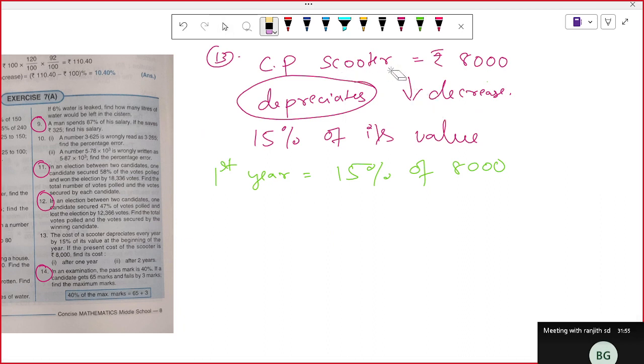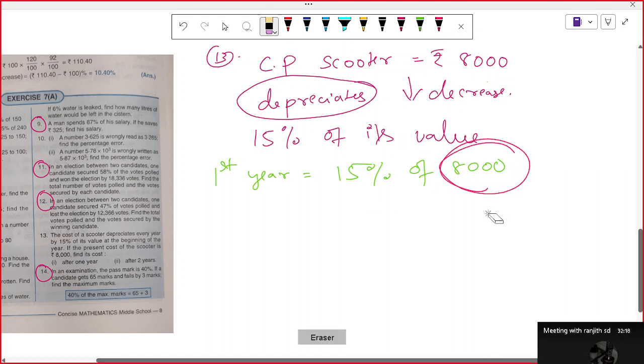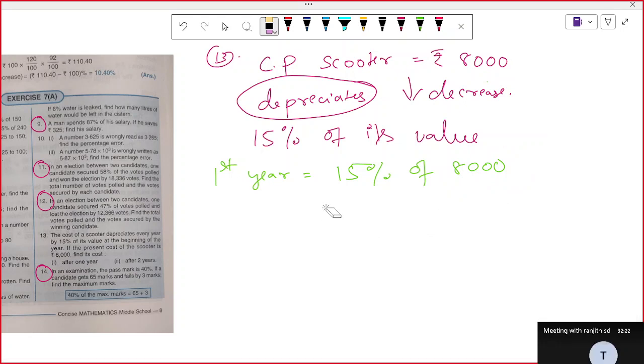So write like this: cost price is 8,000. 15% of its value gets depreciated. So what's the decrease in the first year? 15% of 8,000. So done. 1,200. Okay, 1,200 is reduced. After reducing, what is the price? After reducing, 8,000.